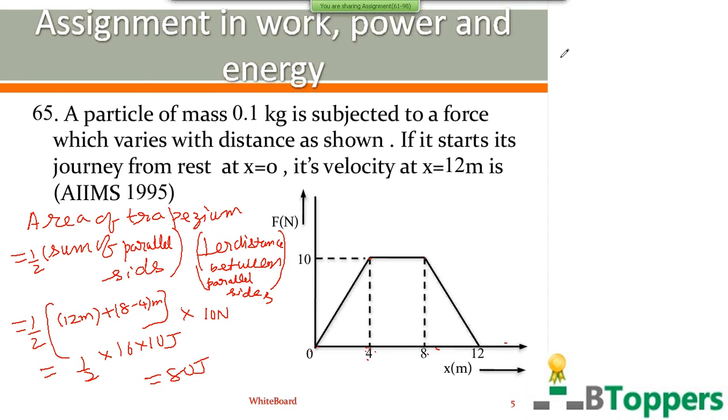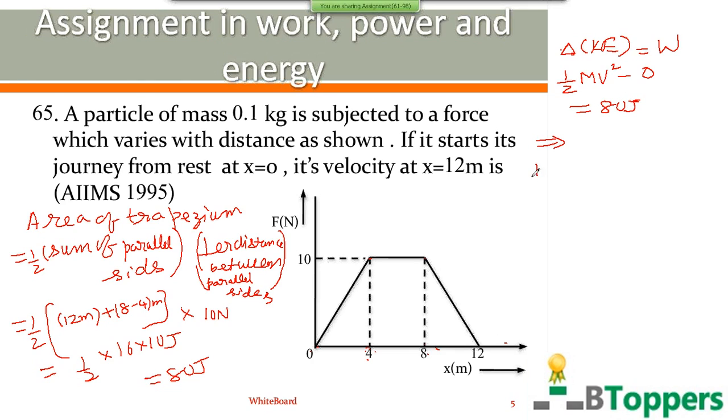So applying the work energy theorem, the change in the kinetic energy of the body is equal to the work done by the external force on the body. Change in the kinetic energy is equal to the final kinetic energy of the body minus the initial kinetic energy. Final kinetic energy you can write as half mv square. Initial kinetic energy is 0 because it starts from rest. Work done is given to be 80 joules.